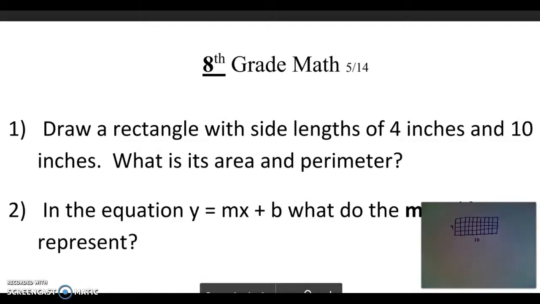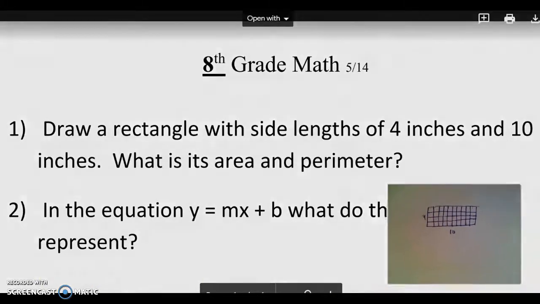Here are the answers to the warm-ups on May 14th. So it says draw a rectangle with side lengths of 4 inches and 10 inches. What is its area and perimeter?